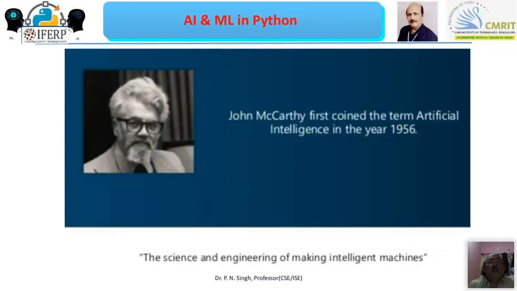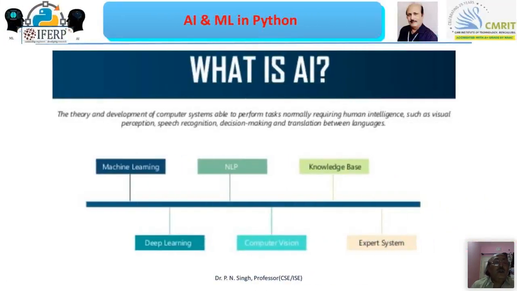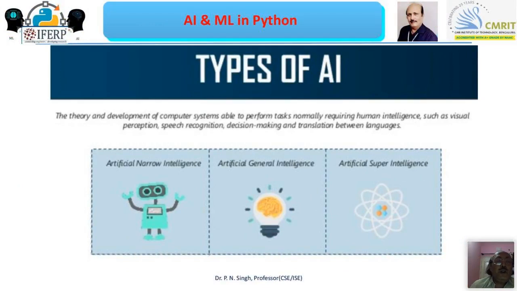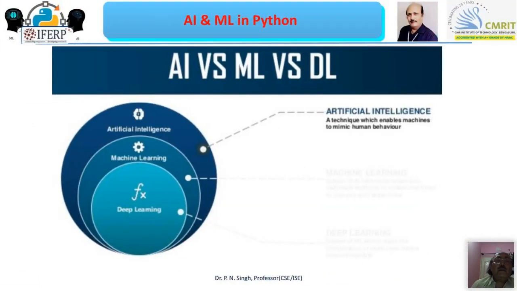Mainly I am taking the name because John McCarthy coined the term artificial intelligence in 1956, the science and engineering of making intelligent machines. For the definition of artificial intelligence, I will not read it; it is given on different sites and I have taken it from there. Here, machine learning is a part, along with natural language processing, knowledge-based systems, deep learning, and other things like the computer expert system. And the types of AI may be narrow intelligence, general intelligence, or super intelligence. And AI versus machine learning versus deep learning: artificial intelligence is the superset of machine learning and deep learning also.